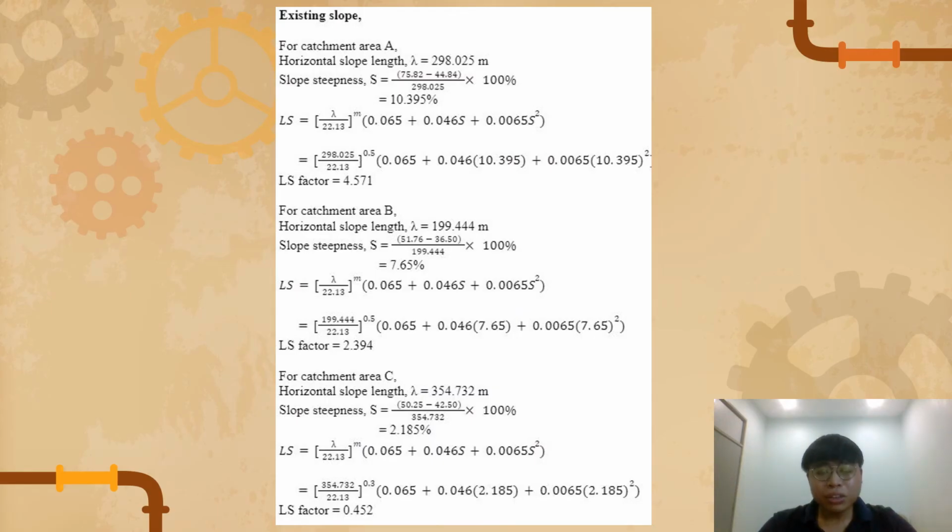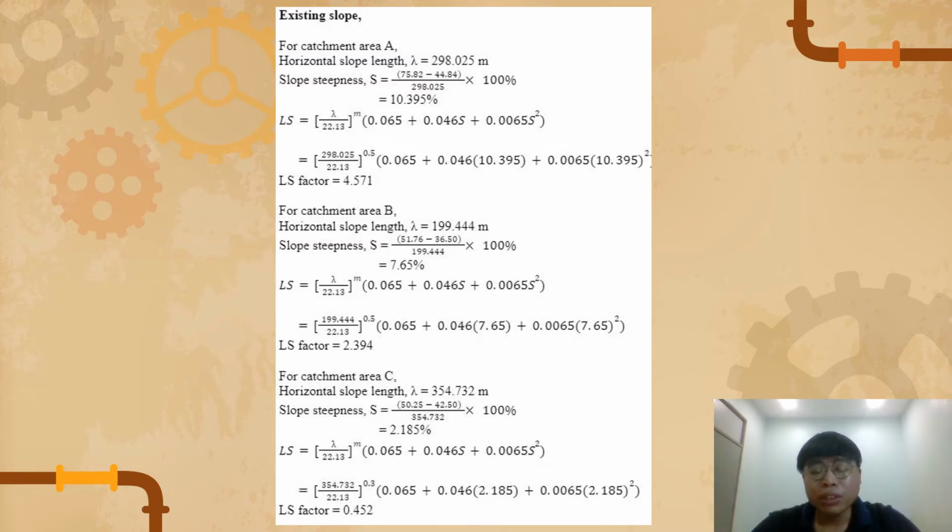For the existing slope, I take catchment area A as the example. We identify the horizontal slope length at catchment area A, and then we measure the length of it. From there, the highest point and the lowest point of the horizontal slope will be used to calculate the slope steepness. The elevation will be taken from the existing contour map.